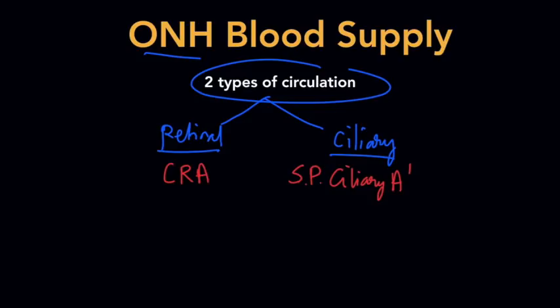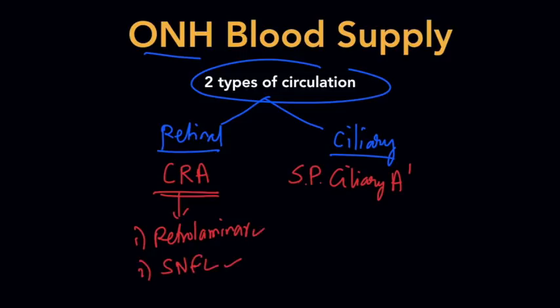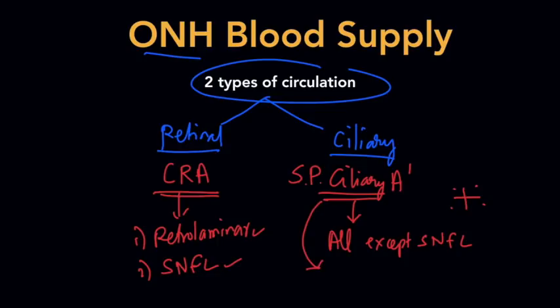The central retinal artery is going to cover the retrolaminar part of the optic nerve head and the superficial nerve fiber layer, the both ends of the optic nerve head. Whereas the ciliary artery supplies all part of the optic nerve head except the surface nerve fiber layer. Very, very important. Which means the short posterior ciliary artery is going to supply the prelaminar, the laminar, and the retrolaminar parts of the optic nerve head.